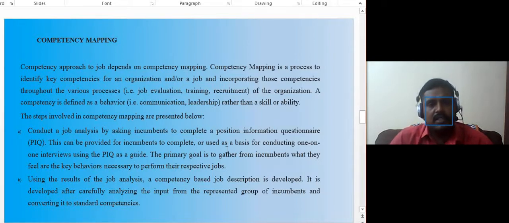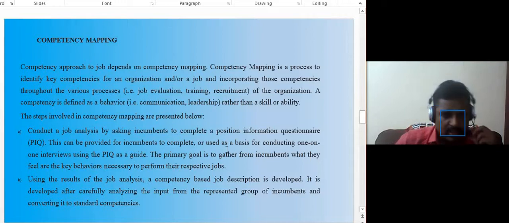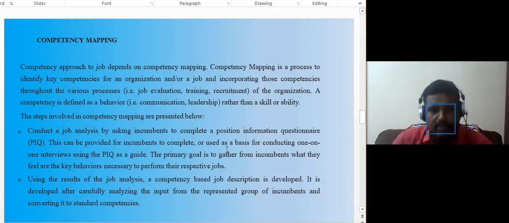The steps involved in competency mapping are presented below. First, conduct a job analysis by asking the incumbents to complete a position information questionnaire. It can be provided for incumbents to complete or used as a basis for conducting one-to-one interviews using the PIQs. Using these results of job analysis, a competency-based job description is developed. It is developed after carefully analyzing the input from the represented group of incumbents and converting it to standard competencies.